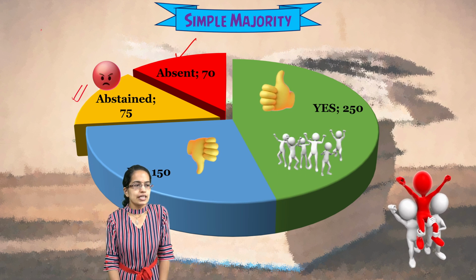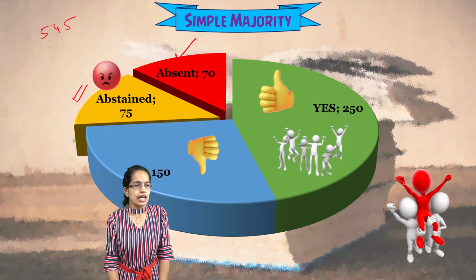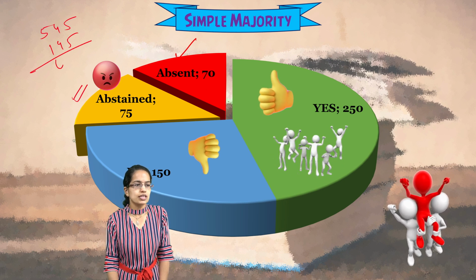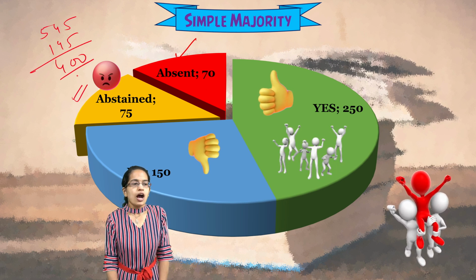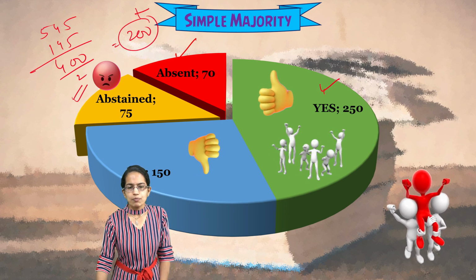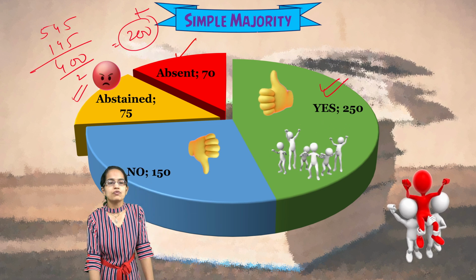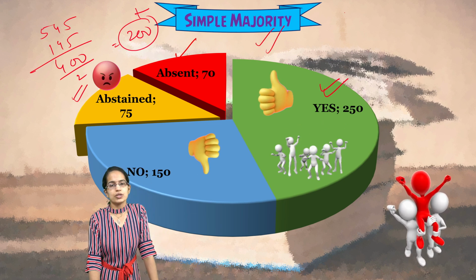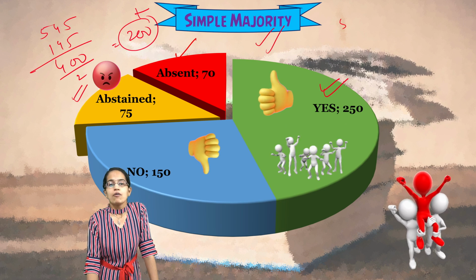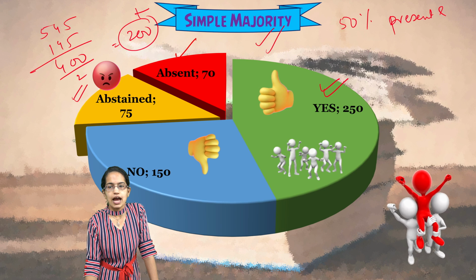In this case, 545 is again the total number of members, of which I remove 145. This gives me 400 members. If more than half of the 400, that is greater than 200, are in favor of the decision, then this would be called a simple majority. So simply put, 50% or more of the members present and voting.